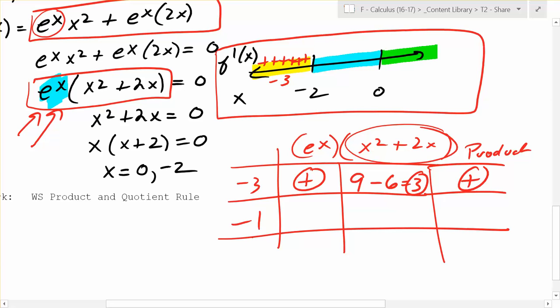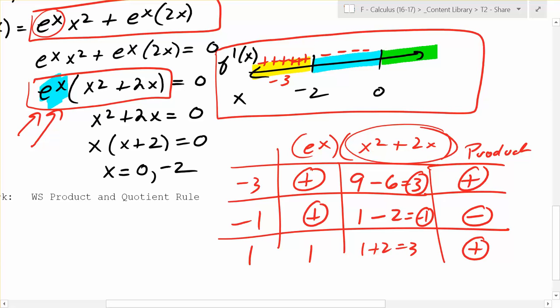What's between -2 and 0? -1. Plug in -1. Well, this is still positive, right? But then what's the next one become? 1 minus 2 is? Oh, what's it going to come out to be then? So this is negative, negative, negative, negative. And then what's greater than 0? Plug in 1. It's going to be 1, and then what? 1 plus 2 is? It's positive.